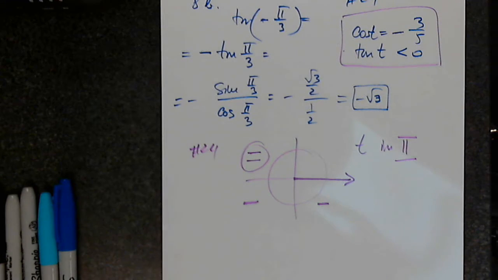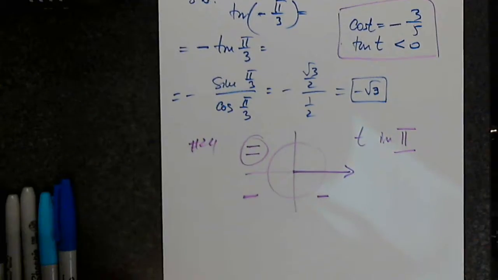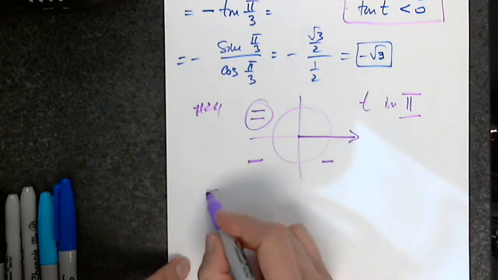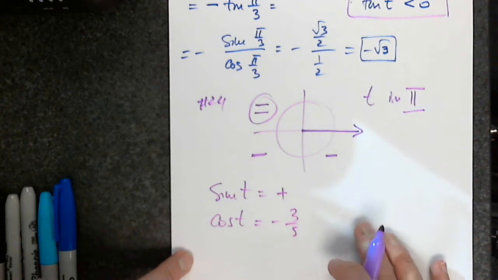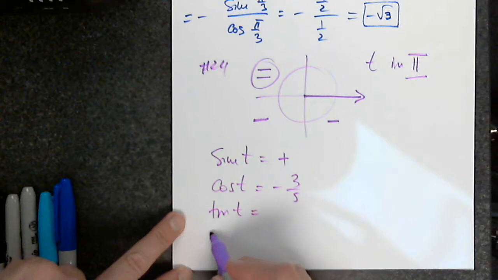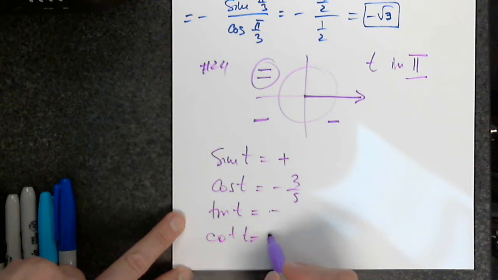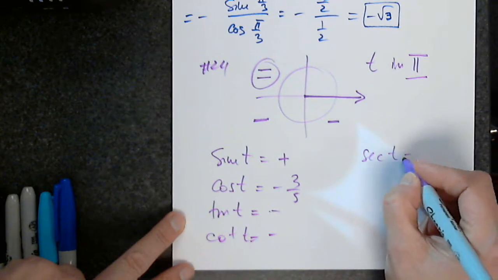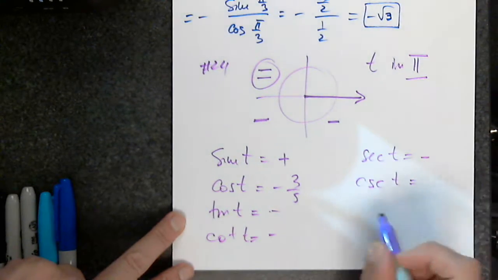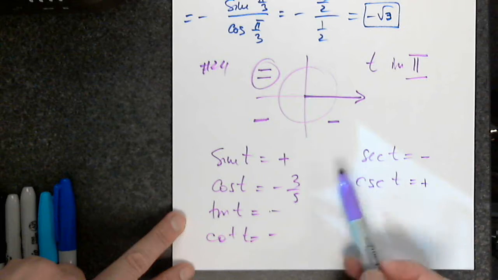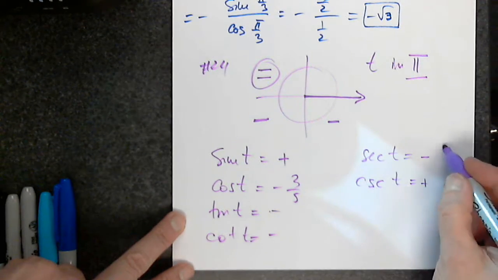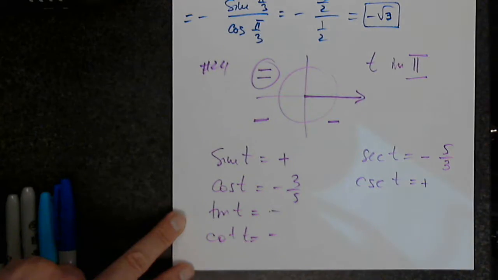I'm asked to find the values of the remaining trig functions, given the information that we looked at. So this is a typical problem from trig. I know that sine t will be positive, cosine t is negative 3/5. I know tangent t and cotangent t will both be negative. And I know that secant t will be negative and cosecant t will be positive. I already have secant because cosine is negative 3/5. This must be 5/3 with negative in front.